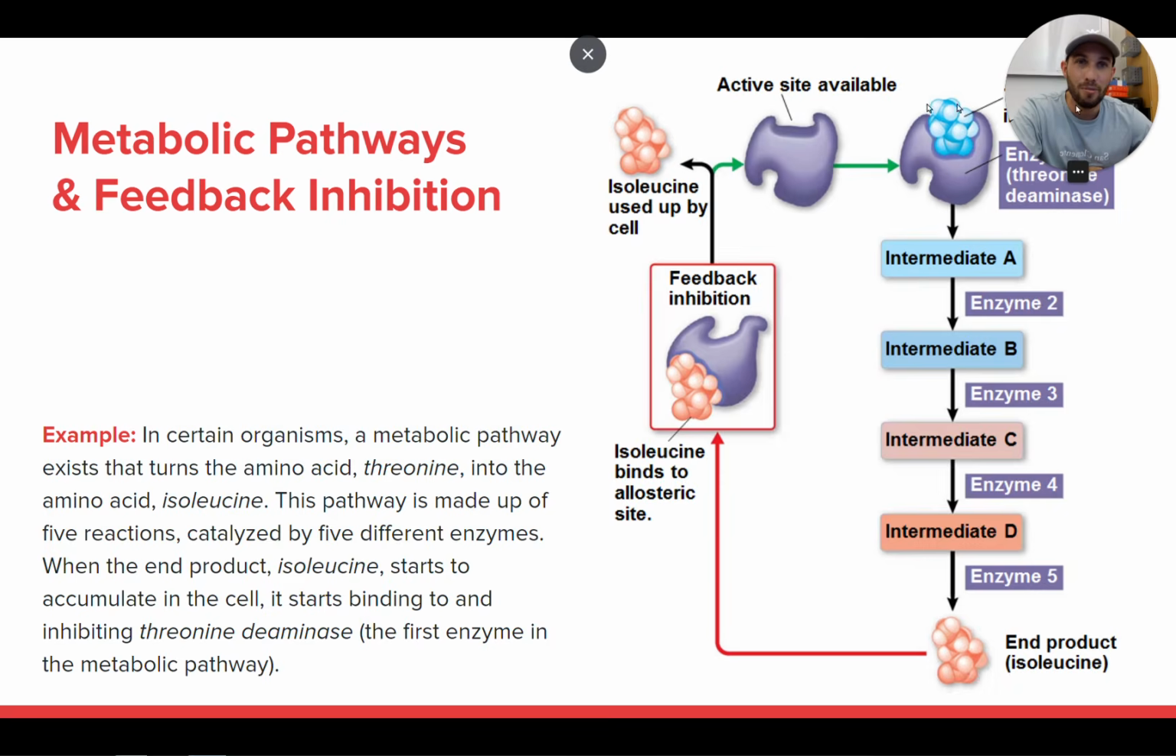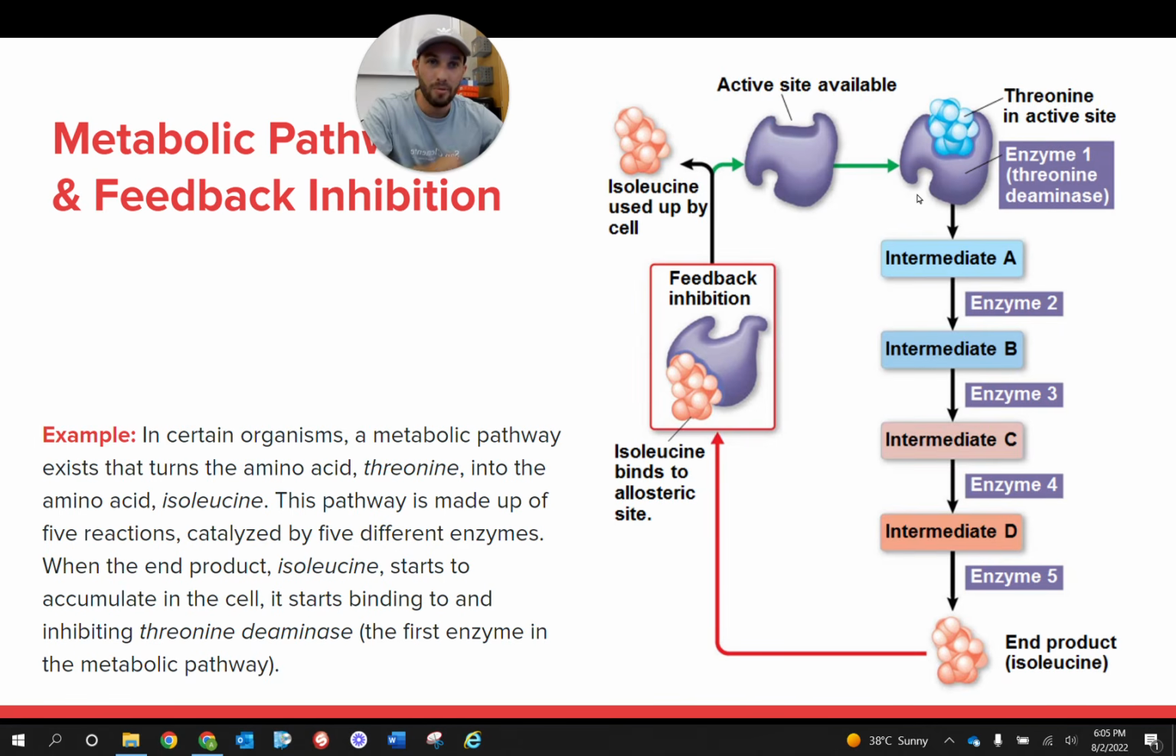Here's another example of that real quick. I won't spend a lot of time on this, but this is a real example where there's a metabolic pathway that takes a molecule called threonine, and there's a series of 5 reactions that turn it into an end product called isoleucine. Each of those reactions involves a different enzyme, enzyme number 1, 2, 3, 4, 5, to ultimately turn this molecule into that one.